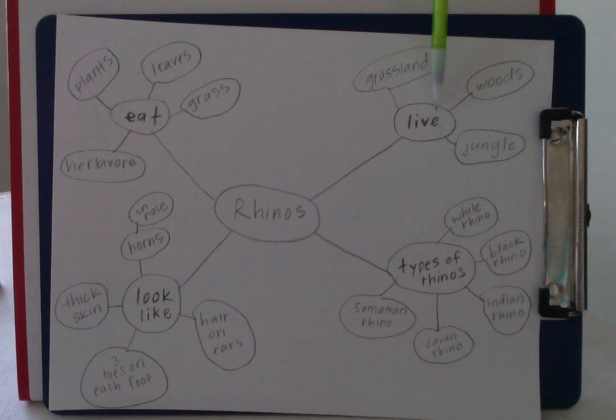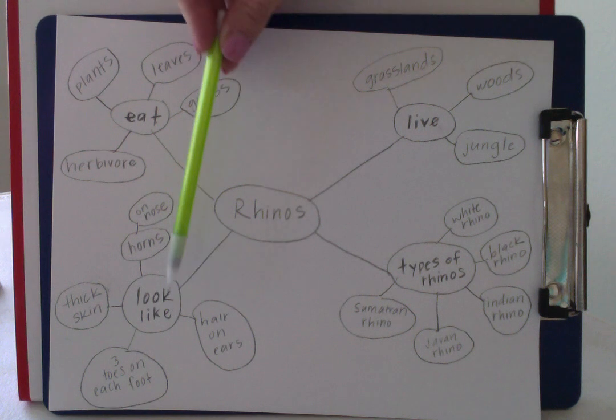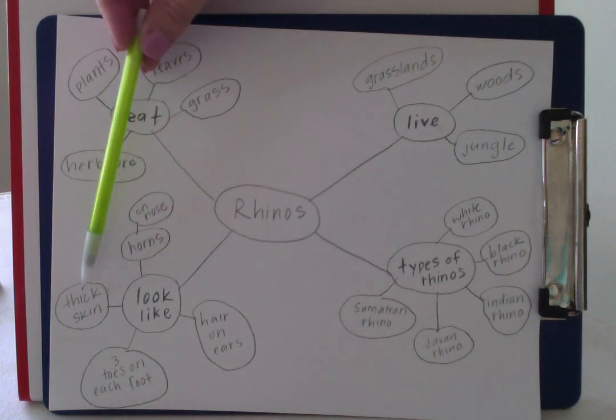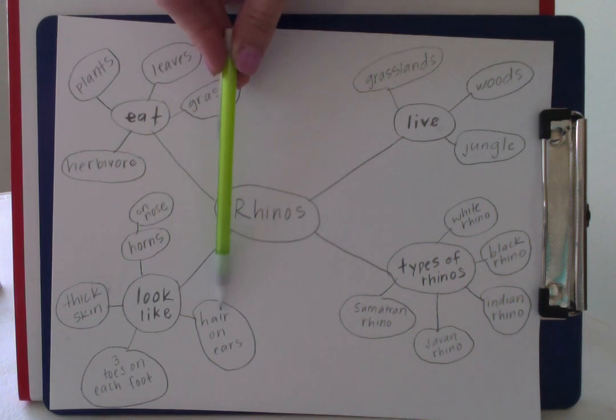Then I went over here and I did a category or a heading about live. Where do rhinos live? They can live in grasslands, woods, and jungle. For this chapter or this section about live, I'm probably going to have about 3 sentences. Then one thing I learned is about what they look like. So I made a heading down here of look like, and then I found they have thick skin. They have 3 toes on each foot. They have hair on their ears.